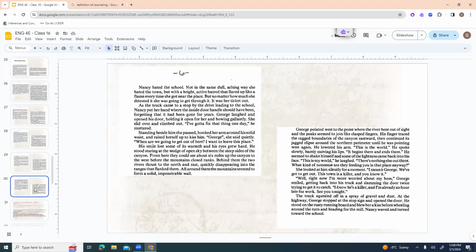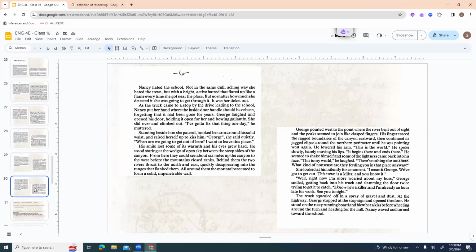As the truck came to a stop by the drive leading to the school, Nancy put her hand where the indoor door handle should have been, forgetting that it had been gone for years. George laughed and opened his door, holding it open for her and bowing gallantly. She slid over and climbed out. "I've got to fix that thing one day," he muttered. Standing beside him, she paused, hooking her arm around his solid waist, and raised herself up to kiss him. "George," she said quietly, "when are we going to get out of here? I want to leave this place." His smile lost some of its warmth, and his eyes grew hard.